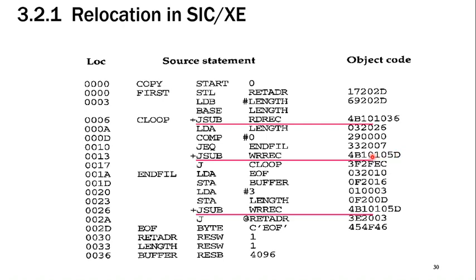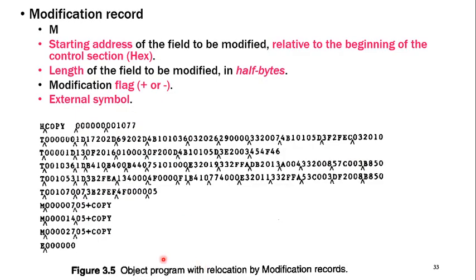And what is to be done? It is plus, with the starting address. That is what we write here. From the 14th byte onwards you are supposed to modify, for 5 half bytes, and the operation is plus, added with the new value.